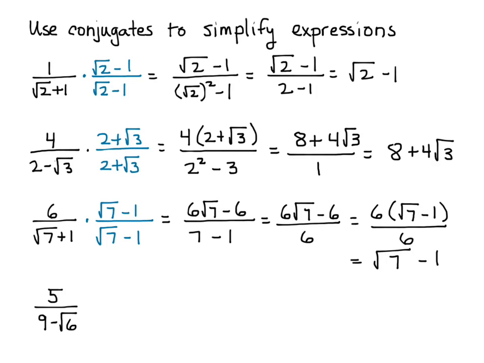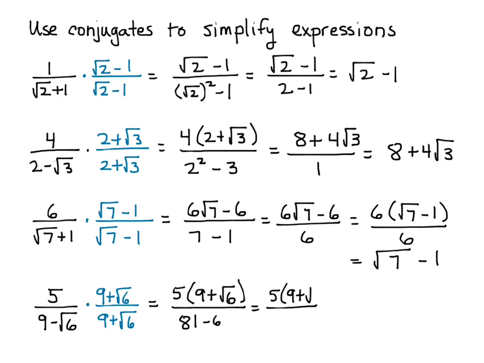Okay, and then one last one here. We got 5 over 9 minus the square root of 6. And there's its conjugate. Multiply this thing out, and so we get 9 squared minus 6. Now here, I didn't multiply this 5 on through, but now I can see that this 5 and the 75 can be reduced, and I'll get 9 plus square root of 6 over 15.